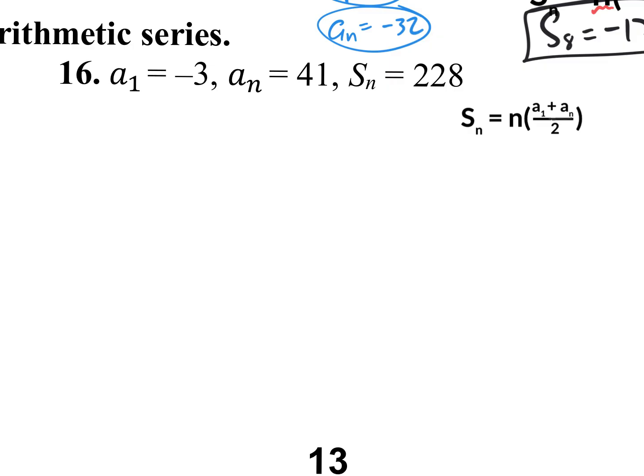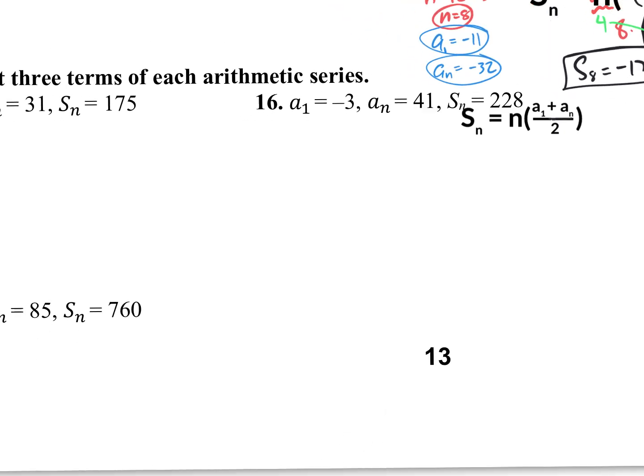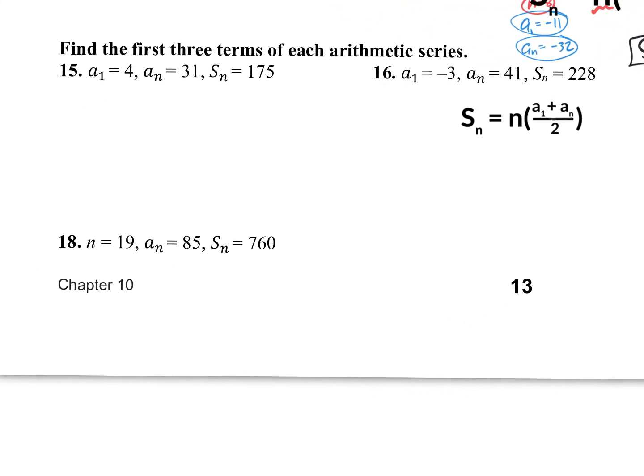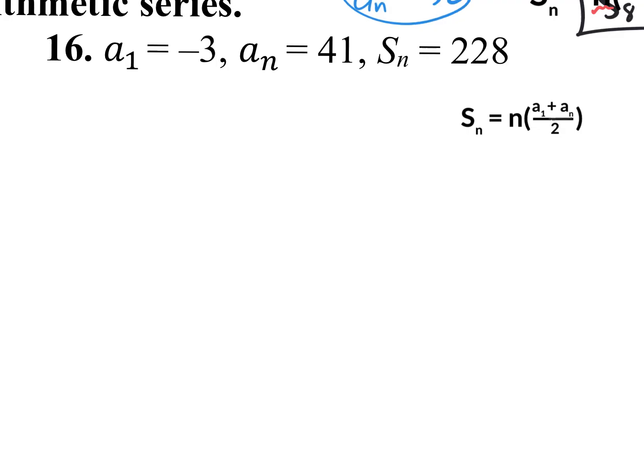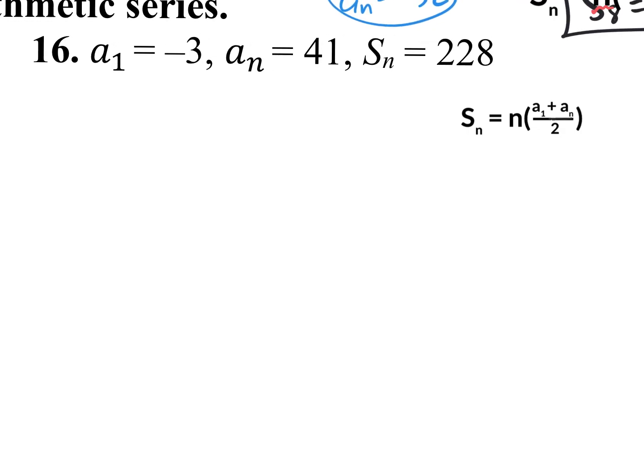16 looks more interesting. So what do the instructions say right here? It says, find the first 3 terms of each arithmetic series. Okay, so they want the a sub 1, which they actually tell us is negative 3. They want a sub 2, which we don't know, and they want a sub 3, which we don't know. And this is a series, so technically, once you find all those, there's supposed to be plus signs between them, okay? But they just want the first three terms. We already have one, so we just need a sub 2 and a sub 3.